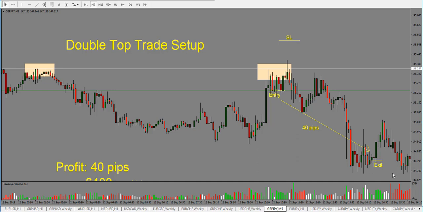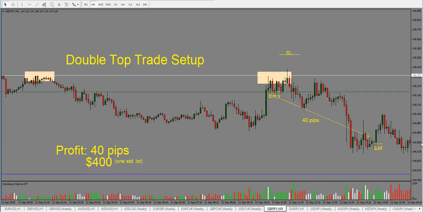As we can see, it didn't quite hit the profit target of 144.55, but we were able to exit the trade at a 144.80 level there, booking 40 pips in profit. So our profit was 40 pips, or if you were trading one standard lot, that would mean $400 in profit.